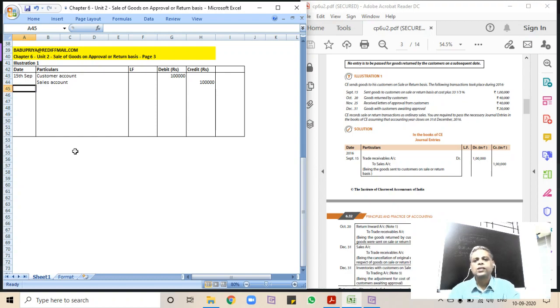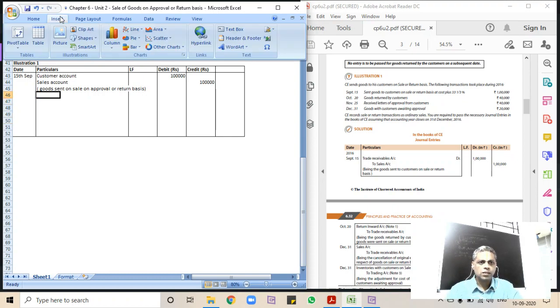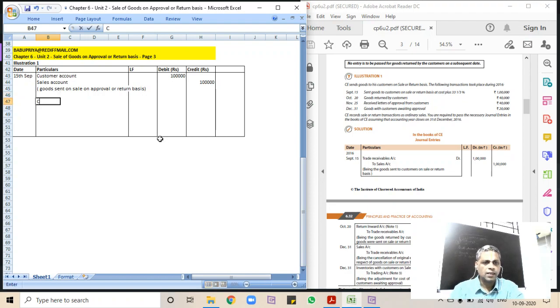This is the goods sent on sale or return basis. Let's put the narration: goods sent on sale on approval or return basis. Next entry is goods returned by customer. What will be the entry for goods returned by customer? That is the reversal of sale entry.